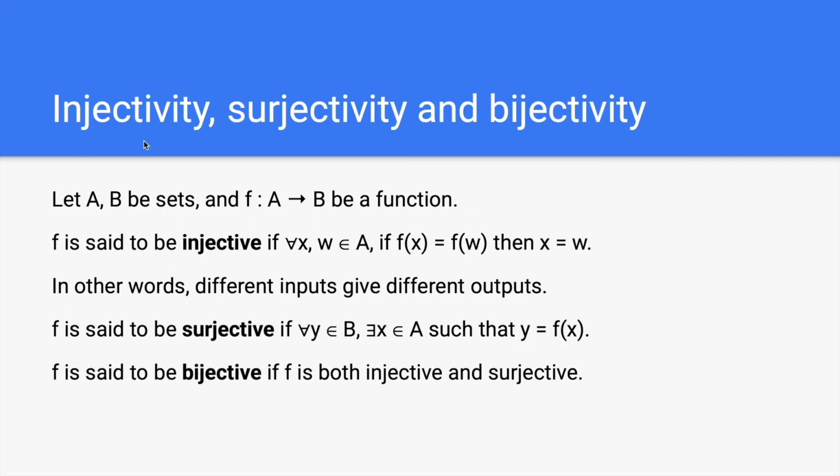Now, we introduce the concept of injectivity, surjectivity, and bijectivity. Let A, B be sets, and f from A to B be a function. f is said to be injective if for any x, w in A, if f(x) equals f(w), then x is equal to w. In other words, when you put different inputs into the function machine, the machine will give you different outputs. f is said to be surjective if for any y in B, there exists x in A such that y equals f(x). f is said to be bijective if f is both injective and surjective.